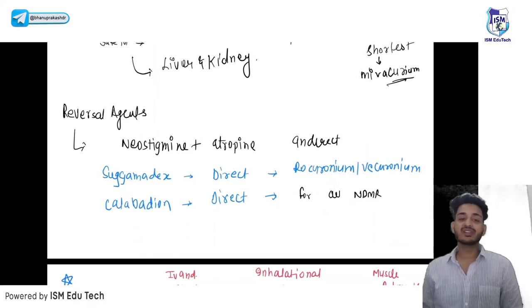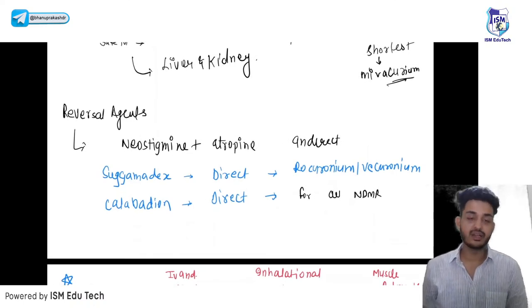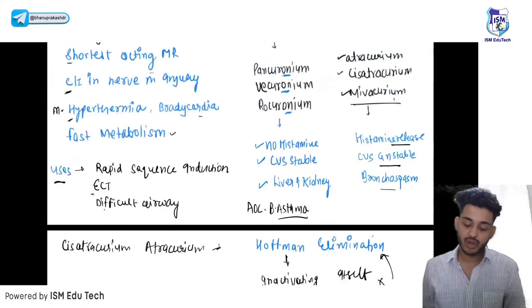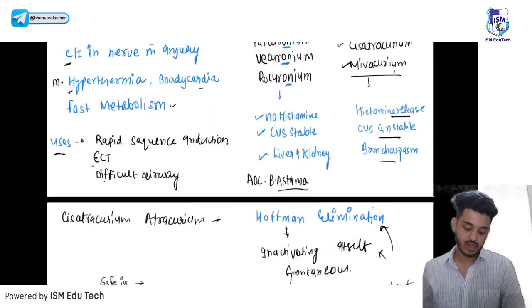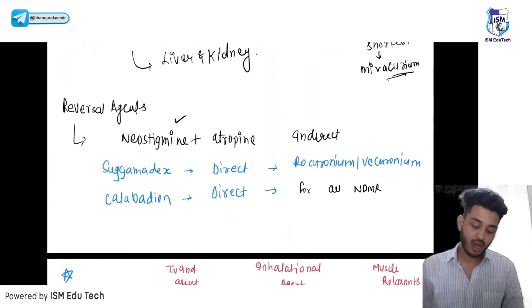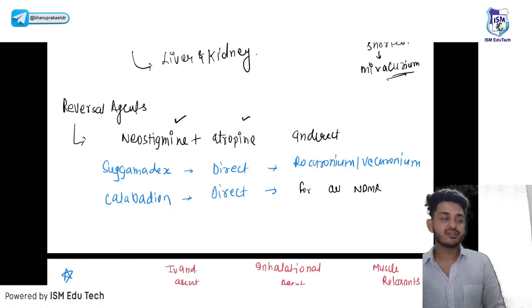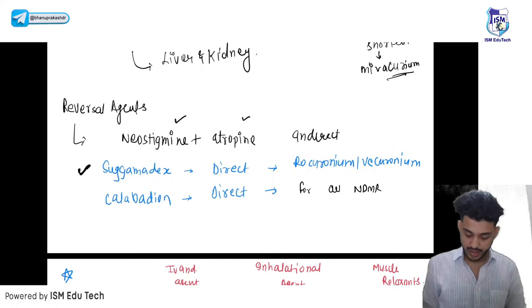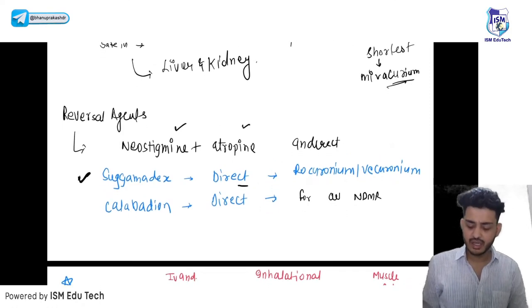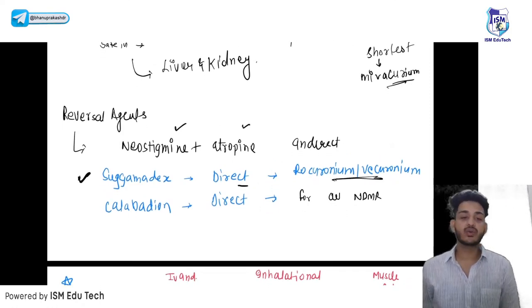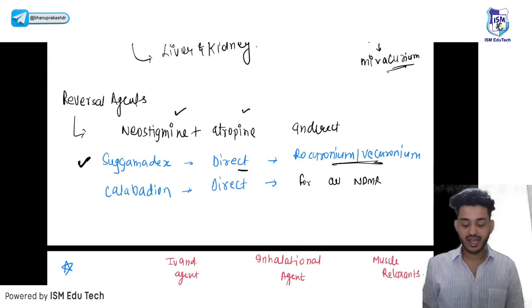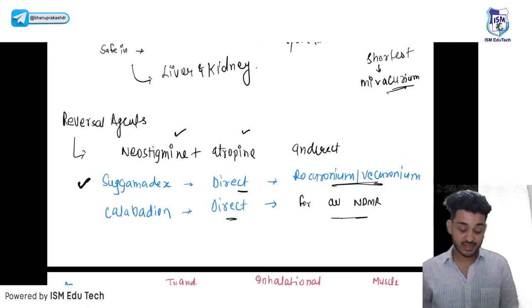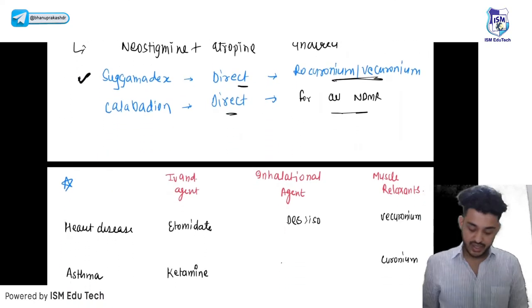Now, let's talk about the reversal agents, guys. All the non-depolarizing agents can be reversed with the help of neostigmine plus atropine. They are indirect. They will be reversing indirectly. Okay? So sugammadex is a direct reversal agent for rocuronium and vecuronium, and calabadion is the direct agent for all of them. These are the reversal agents, guys.